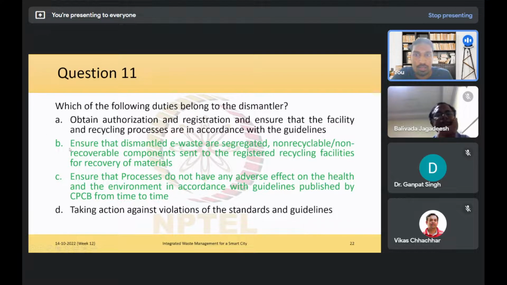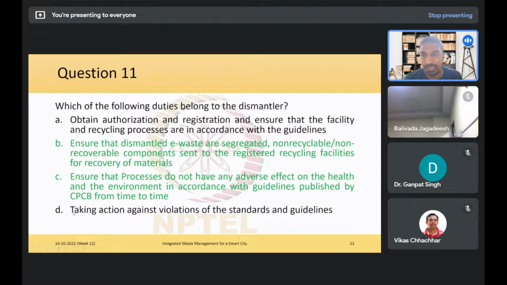Option B is saying ensure that the dismantled e-waste are properly segregated and the non-recyclable components are sent to the correct, registered recycling facilities. That is indeed the dismantler's responsibility. Option C is that they ensure these processes do not have any adverse effect on the health and the environment as per the guidelines. While dismantling, they should not do any damage to the environment. So that is also a responsibility of the dismantler.